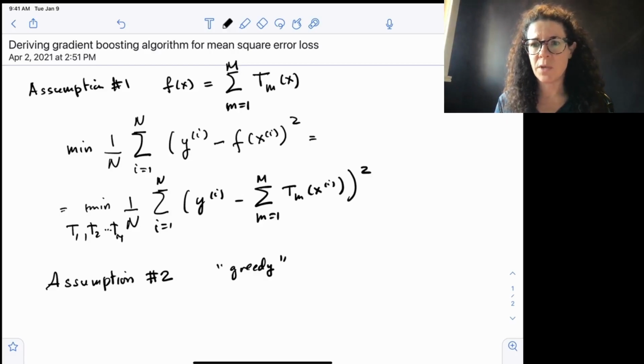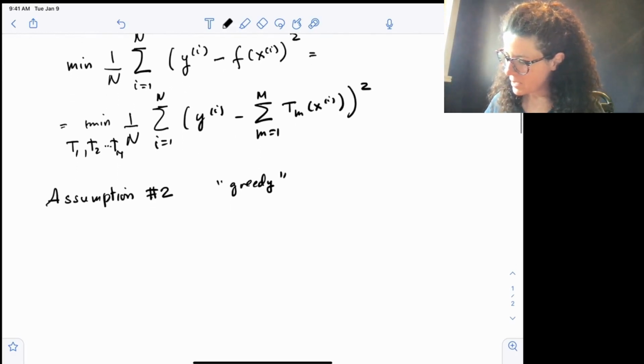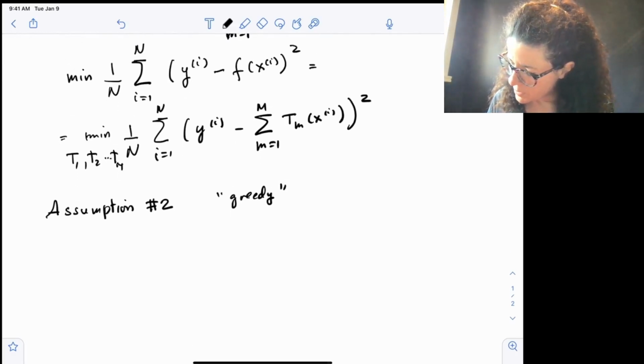This is called forward stage-wise fitting. I'm telling you this because in some books you're going to find these names, and they feel too complicated for what they are. So let's basically think about what step 0 would be here.